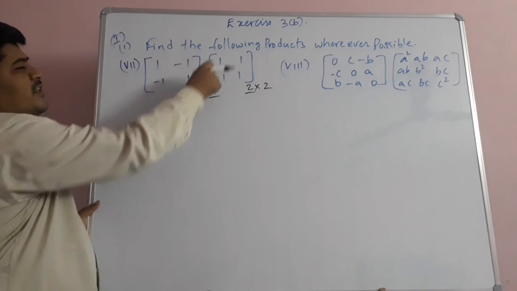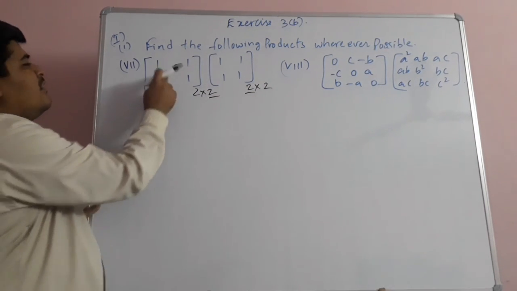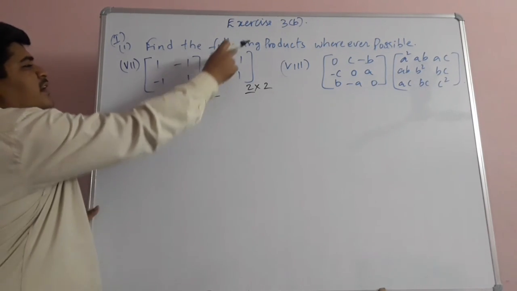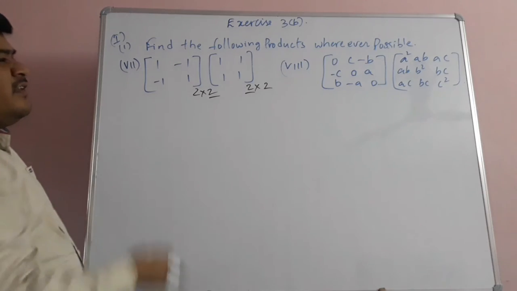So take the first row, first column, that's the first element. First row, second column, second element. Second row, first column, third element. Second row, second column, fourth element. So please try this one.